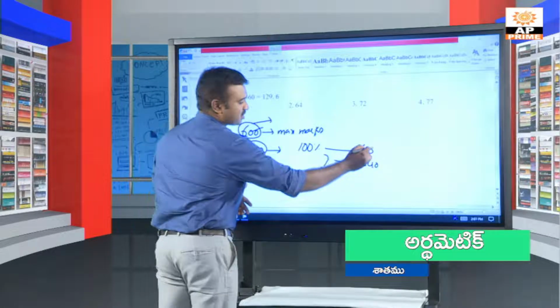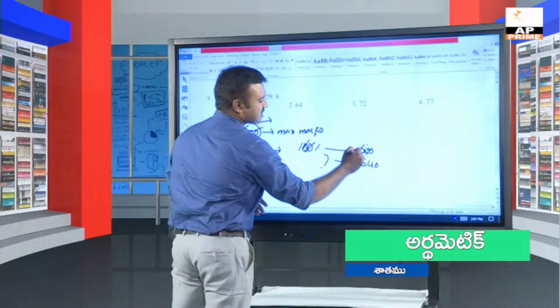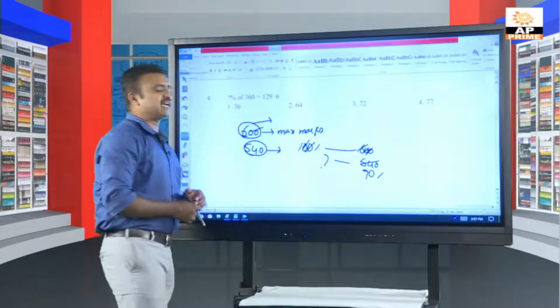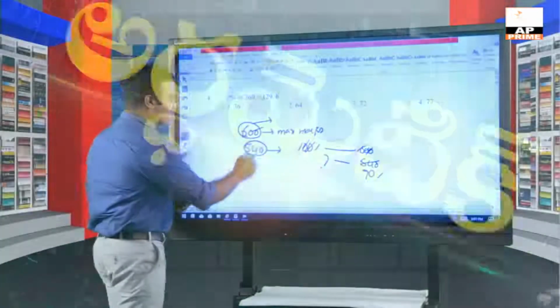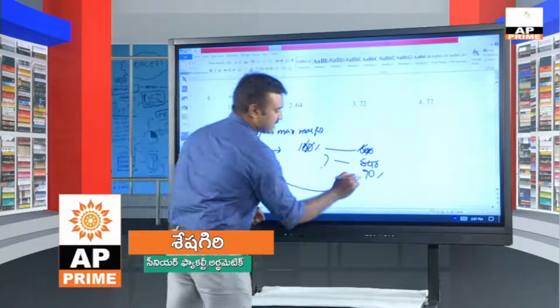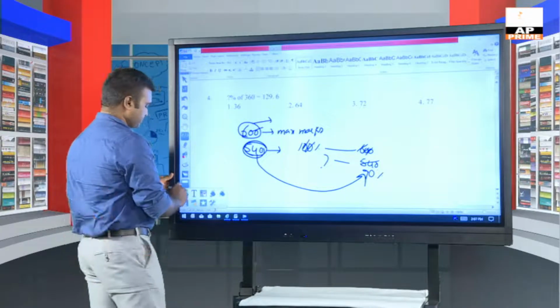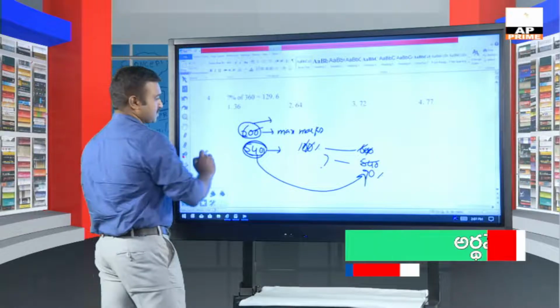సో ఈ టూ జీరోస్ క్యాన్సిల్ చేస్తే, 6 టేబుల్లో 6 9s are 54. అంటే నాకు మొత్తం 90% వచ్చినట్టు. అంటే 540 మార్క్స్ అంటే 90%కి ఈక్వల్. సో ఇప్పుడు అదే బేస్ చేసుకొని, చూడండి ఈ ప్రాబ్లం చేద్దాం.